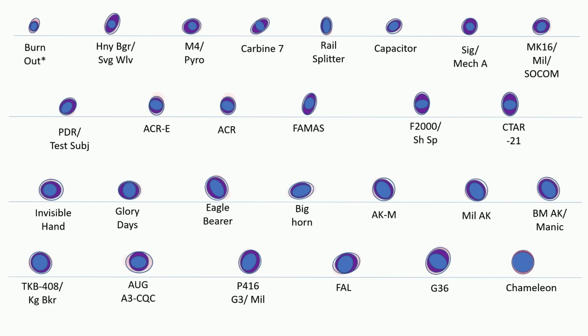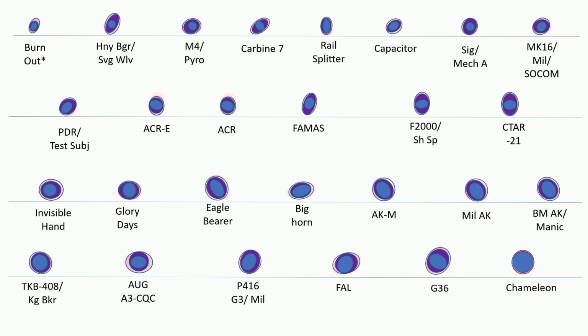Then the Invisible Hand, because of that adjustment to the right hand kick on the AUG, actually becomes quite a viable option as far as accuracy is concerned. It even beats out the Glory Days at 100% stability, because the Glory Days has such a terrible accuracy, as in the attribute accuracy. The Eagle Bearer, then the Bighorn sneaks in there. When all of those profiles are plotted, it has a very big center ellipse. It's almost the same size as the AKM and the other AKs as well, just pulling in the opposite direction.